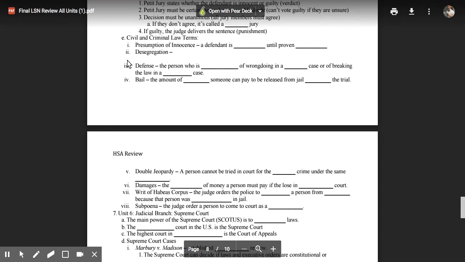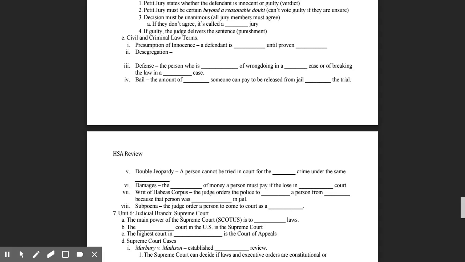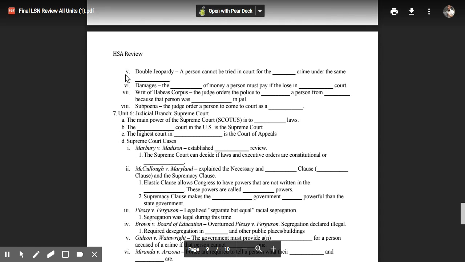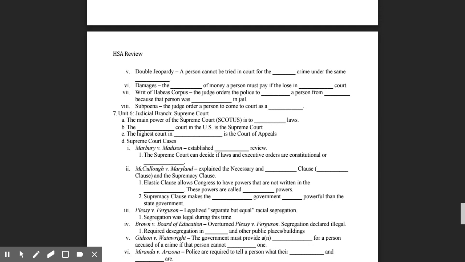Defense. This is a person who is accused of wrongdoing in a civil case or of breaking the law in a criminal case. Bail. The amount of money someone can pay to be released from jail before the trial or during the trial. Double jeopardy. A person cannot be tried in court for the same crime under the same conditions. Damages. The amount of money a person must pay if they lose in civil court.